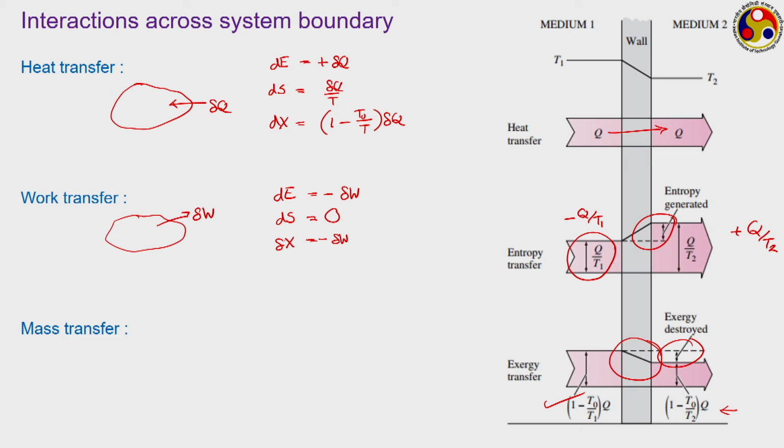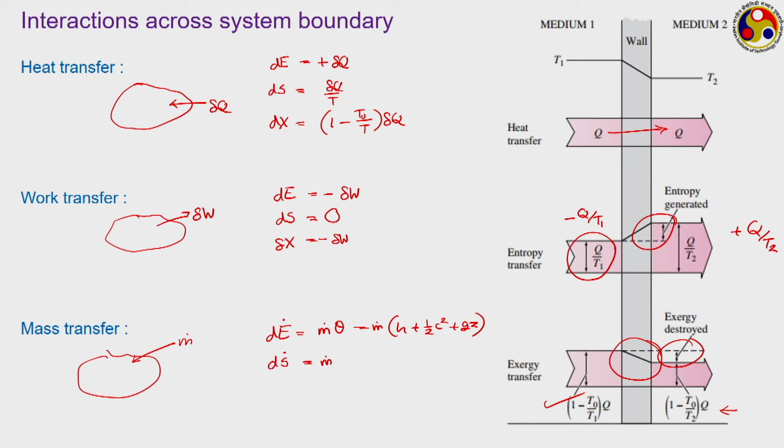And finally, we have mass transfer. So, again we consider a system into which mass is flowing at a rate m dot. So, how much is the change in the energy content of the system? That will be equal to m dot into theta. Theta is the flow energy, which is h plus kinetic energy plus potential energy of this flowing mass. So, this is the rate at which energy of the system will increase. What will be the rate at which entropy changes?